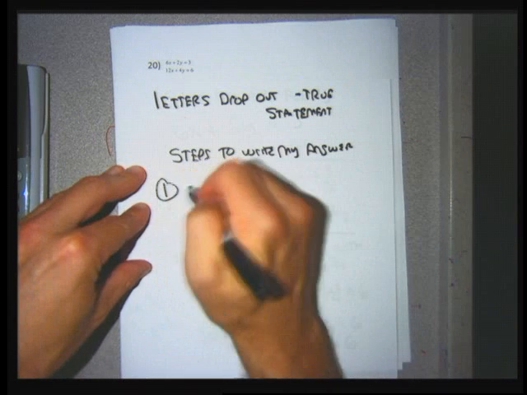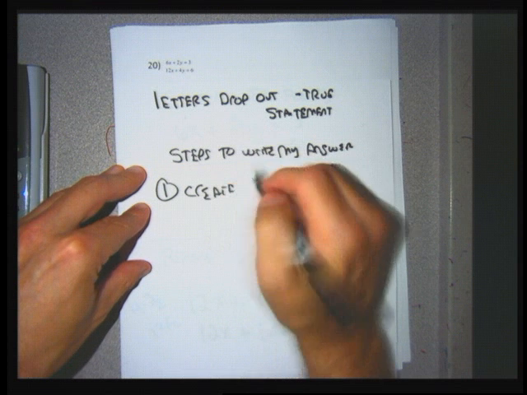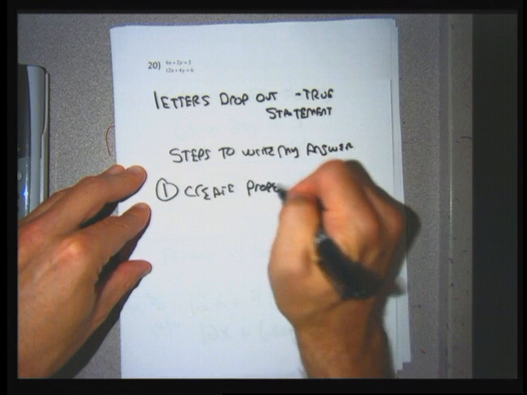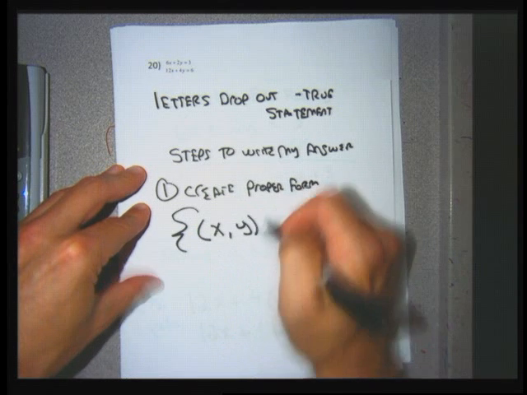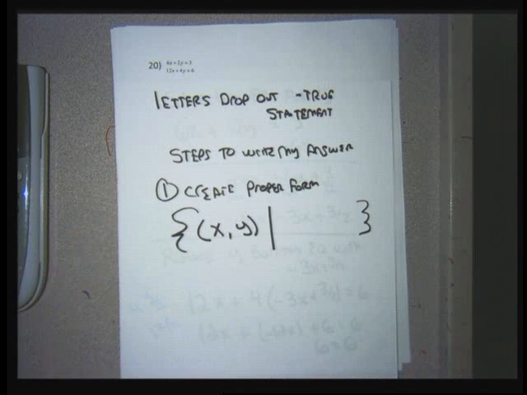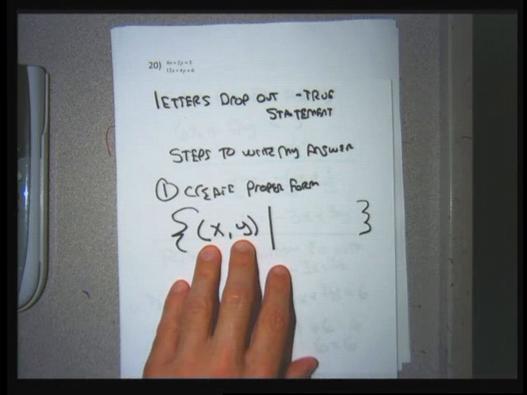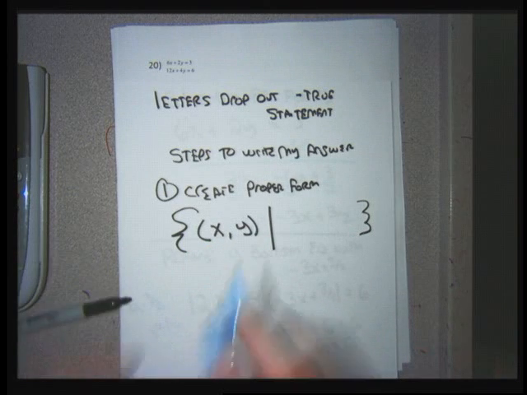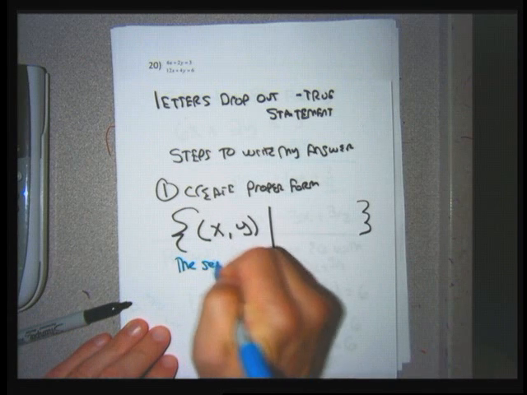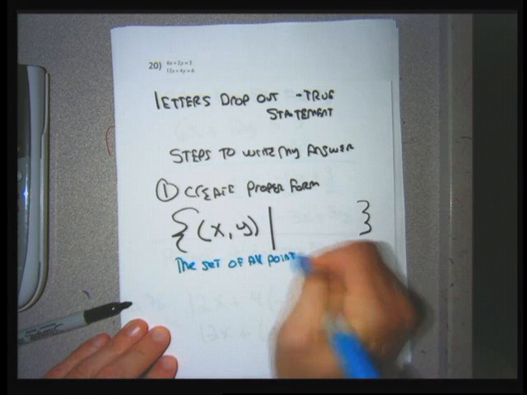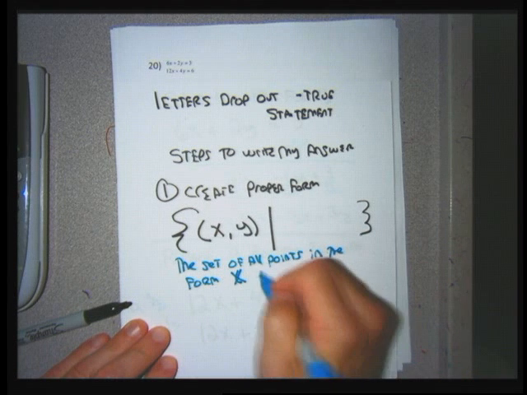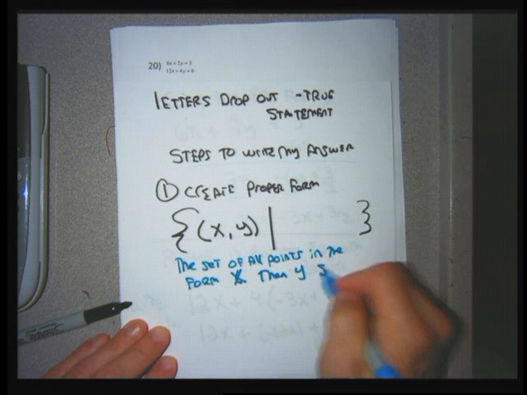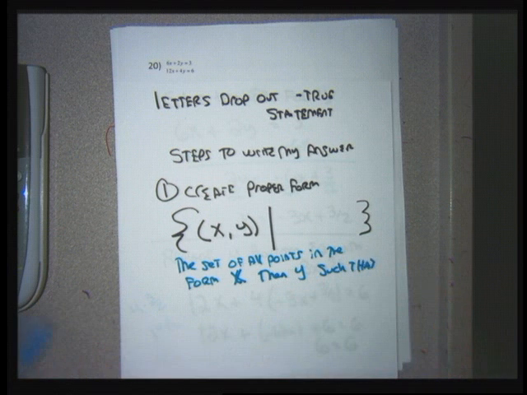Create the shell. Step one, create the proper form. The proper form is this. A set bracket with a generic point x, y. So this is set builder notation. I read this as the set of all points x comma y such that. So this mathematician would read this as the set of all points in the form x first, then y. And then that vertical line means such that. So that's the shell for all my solutions where the letters drop out and I get a true statement.